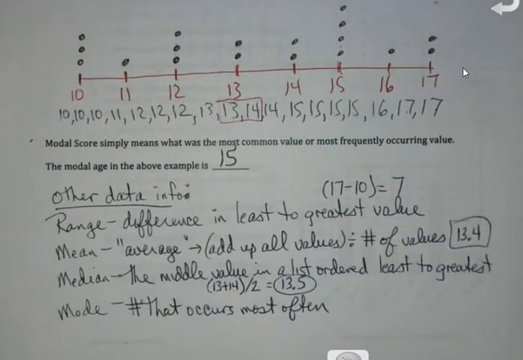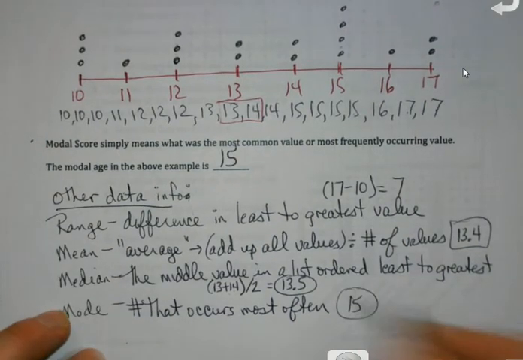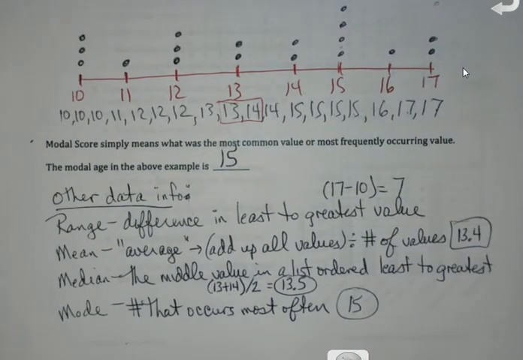So what would be our mode in this particular one? 15. This number shows up most often. So our main focus here over this next unit is going to be taking the information that we get and actually being able to find values. And we'll keep expanding this, but these are the 4 basic ones that show up most often.